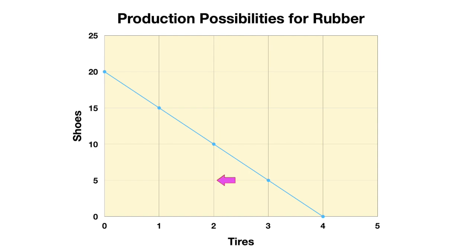Now, here's my question. Can we produce 2 tires and 5 shoes? Yeah, we can. However, we're not using our resources efficiently. We say that it is inefficient. Anything that falls below the line, so anything that falls to the left of the line, is showing that this is not a good use of our resources. We are inefficient. Now, at the same time, can we produce 3 tires and 15 shoes? No, we can't. That is impossible. Given our number of resources and the resources that we have, it is impossible to produce 3 tires and 15 shoes.